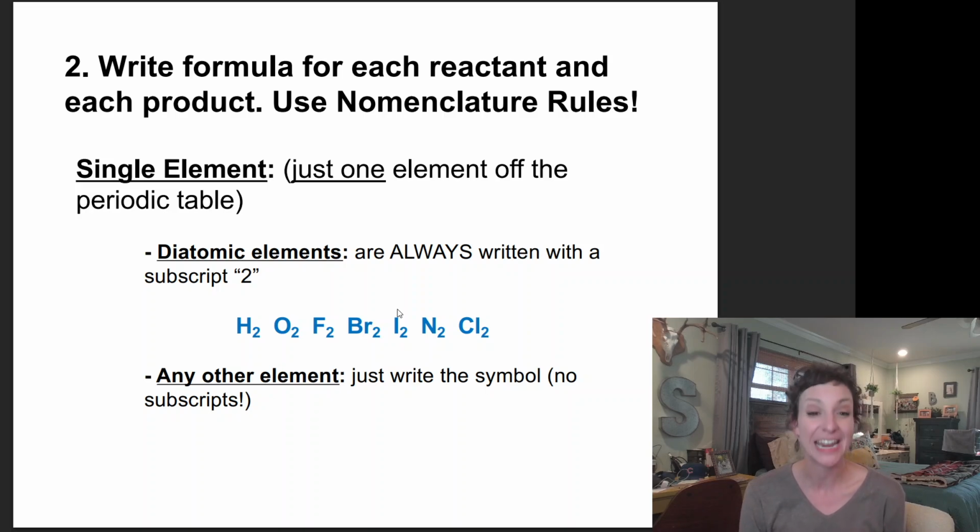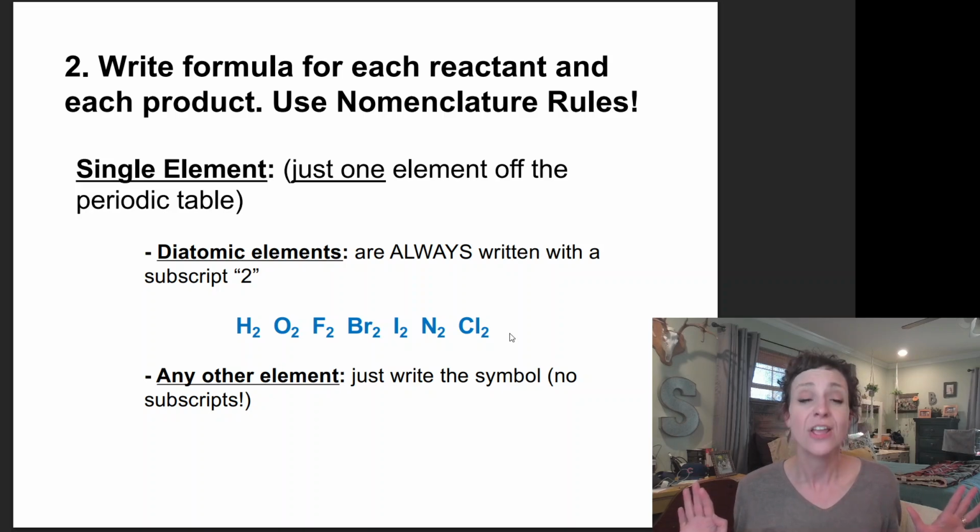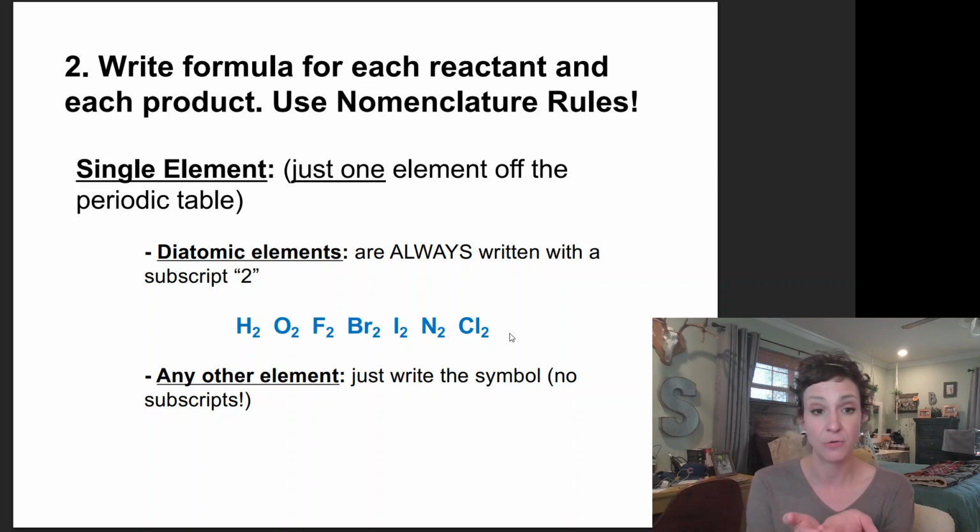Unless you are a diatomic element. My diatomic elements, I say Hofbrinkel. So hydrogen, oxygen, fluorine, bromine, iodine, nitrogen, and chlorine. If I want a single of them, they always come in twos. They always come in twos, so you will have to put a subscript 2 underneath them. Any other element besides these Hofbrinkels, you just write one of them, okay? No subscripts, just the symbol.